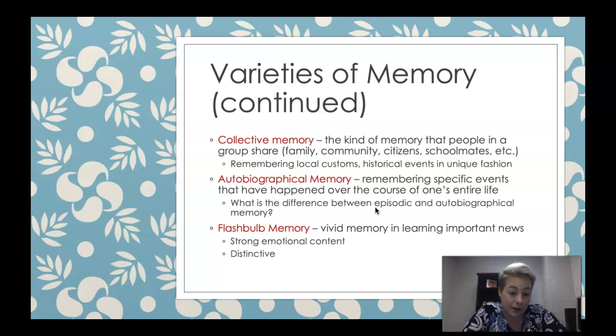Now, an autobiographical memory. An autobiography is a story about someone's life written from their perspective, right? Well, autobiographical memories are going to be remembering specific events that have happened over the course of one's entire life. So what is the difference between an episodic and autobiographical memory? An episodic memory is going to be a snippet. It's going to be like more everyday experiences, whereas autobiographical memory is going to look at very salient events.